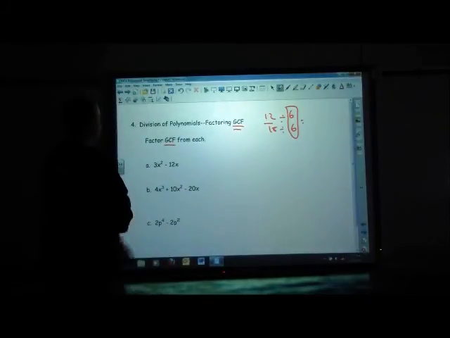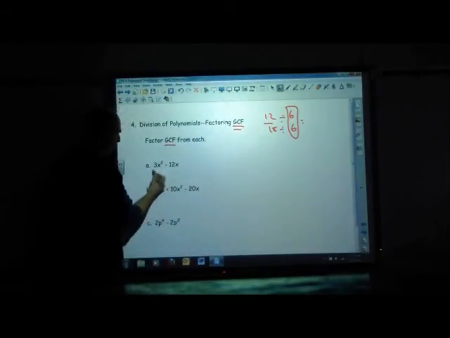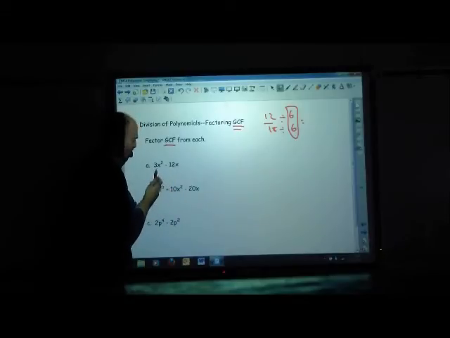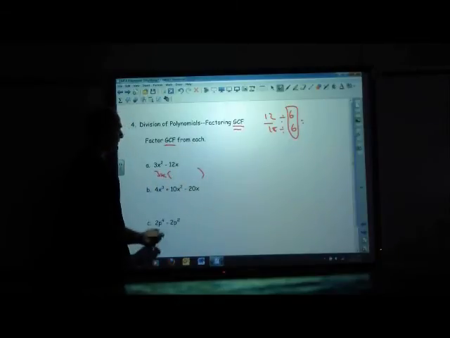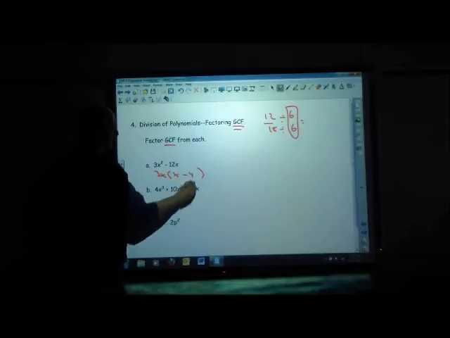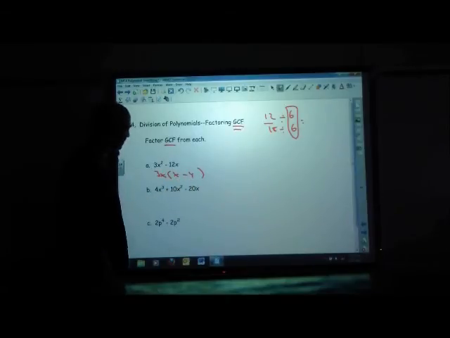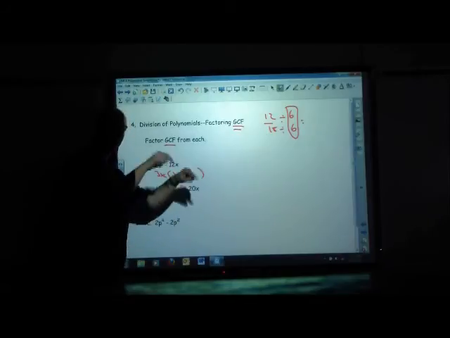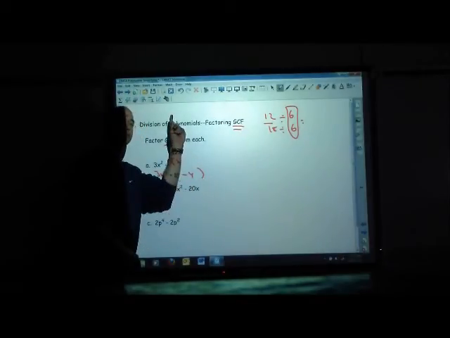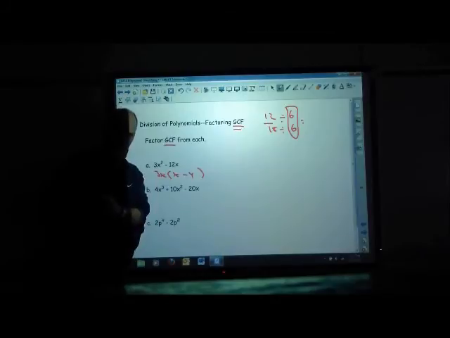Okay? So I look at a binomial here and I look at it and say what's common. Numerically 3 goes into 3 and 12. They also each have an x factor. So I could divide 3x from that binomial. And then I'd have x minus 4. Okay? So essentially you're undoing the distributive property. Rather than multiplying a factor through what we just did, you're dividing a factor from.